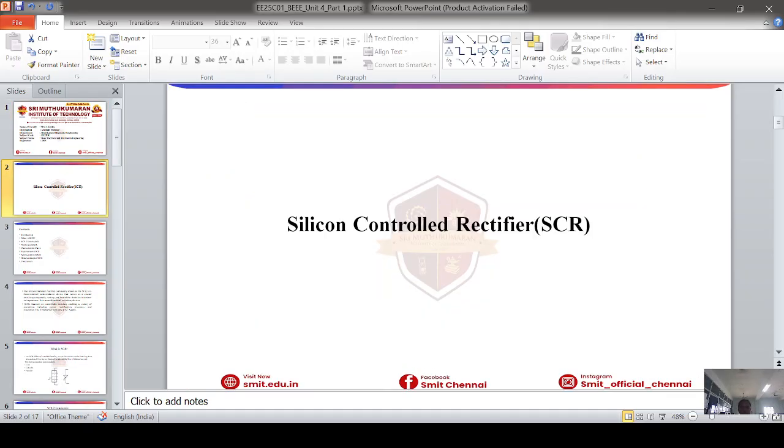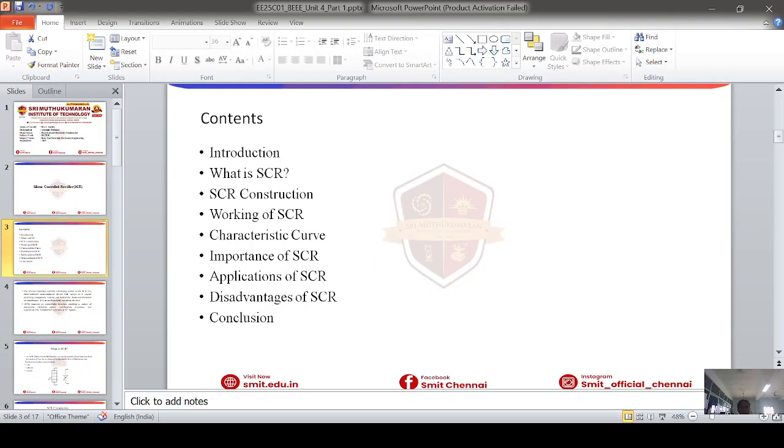In this presentation, we have discussed the topic Silicon Controlled Rectifier (SCR). Commonly known as SCR, it is one of the important power semiconductor devices used for controlling electrical power. The contents cover the introduction, construction, working principle, characteristics, importance, applications, disadvantages, and conclusions of SCRs.